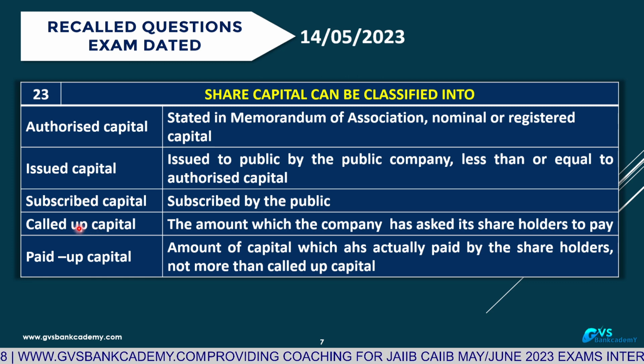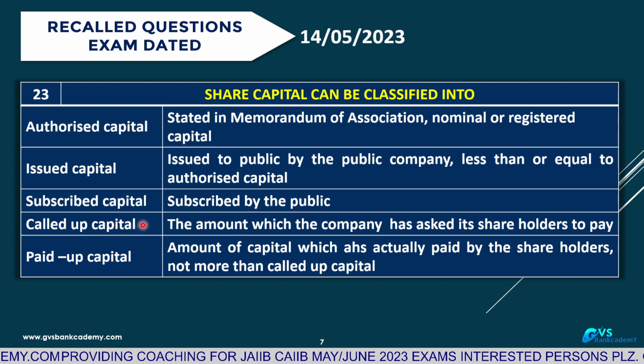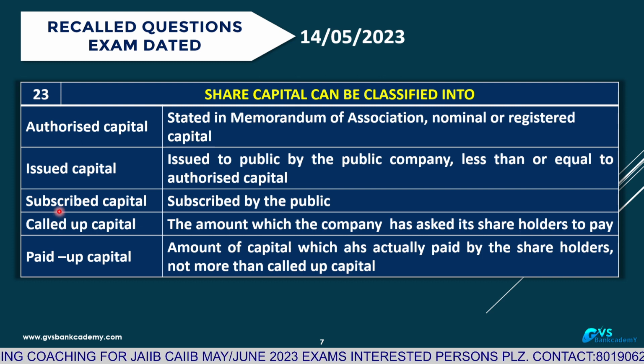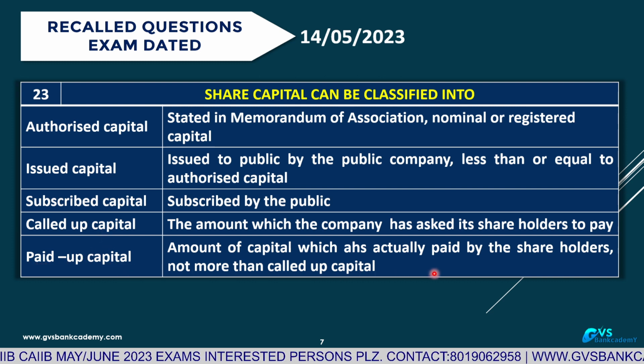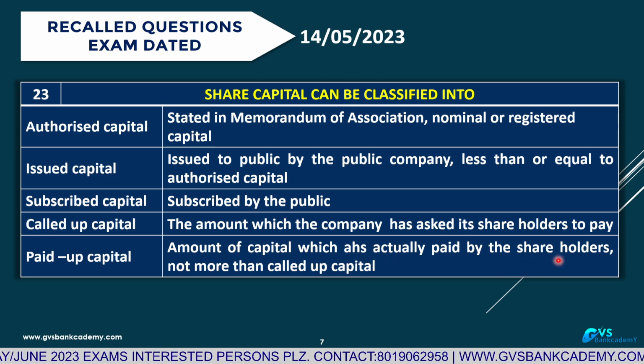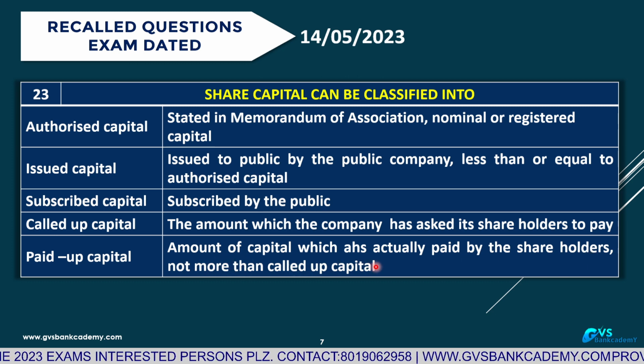Called up capital is the amount which the company has asked its shareholders to pay. After subscription by the public, how much is the company requesting the shareholders to pay on each share? So called up capital is equal to or less than subscribed capital. The last one is paid up capital. From the called up capital, how much is actually paid to the company by the shareholders, not more than called up capital.